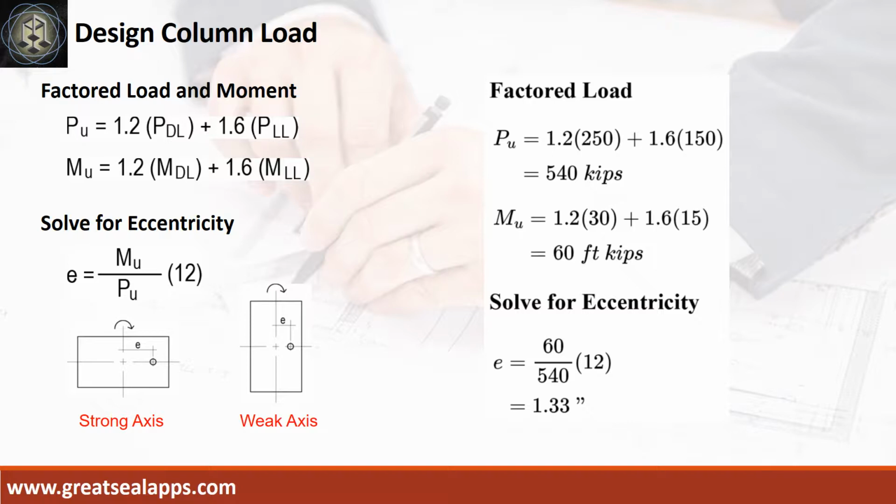Given axial dead load equals 250 kips and axial live load equals 150 kips, the factored axial load is 540 kips. Given moment dead load equals 30 foot-kips and moment live load equals 15 foot-kips, the factored moment is 60 foot-kips for an eccentricity of 1.33 inches.